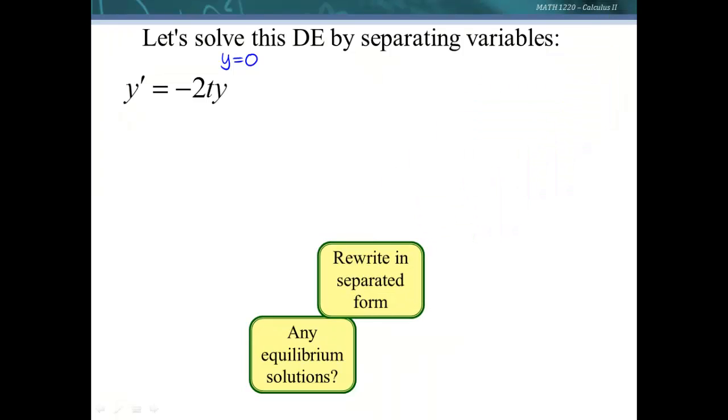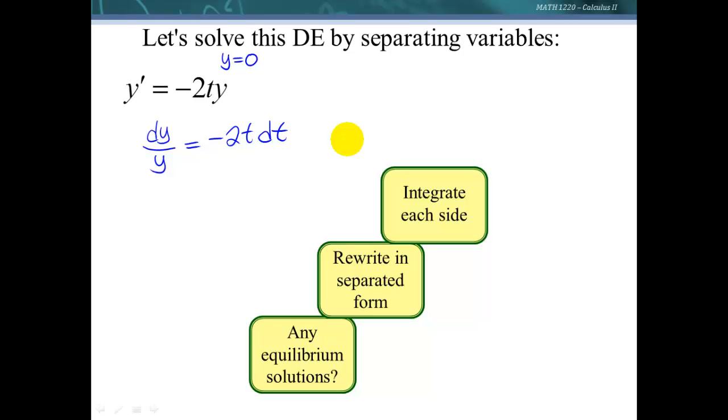Then we're going to rewrite it in separated form. So we write our dy on this side with our function of y, so we'll divide both sides by y. And then we have negative 2t, and our dt is on this side. Then we're going to go ahead and integrate each side.